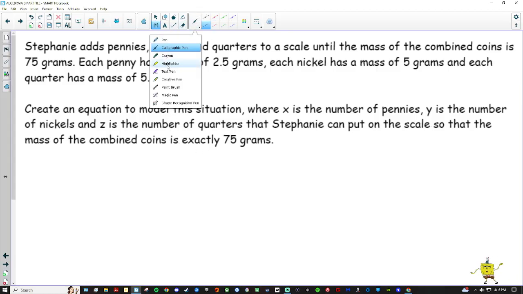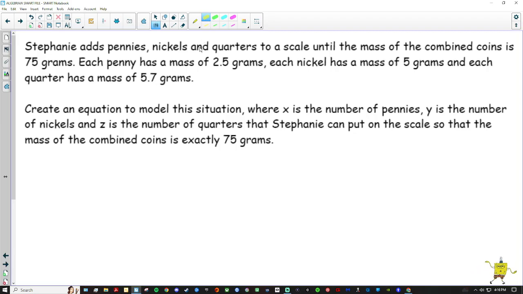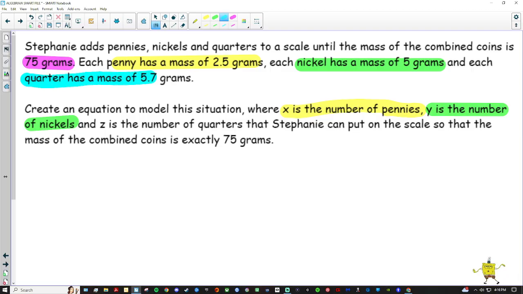You always want to start by highlighting your important information. I see that there is a total of 75 grams. I see that pennies are 2.5 grams and pennies are X. I see nickels are 5 grams and Y represents the number of nickels. Finally, I have quarters are 5.7 grams and Z represents the number of quarters. And of course, our total again is 75 grams.